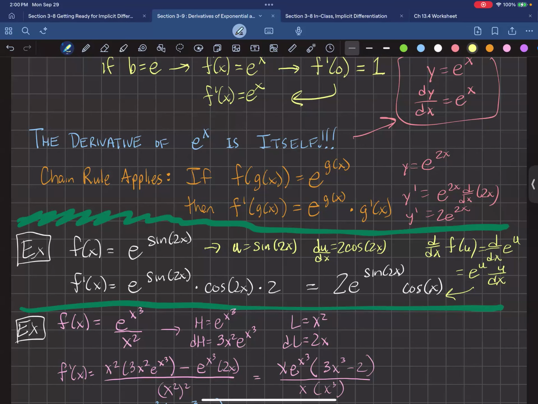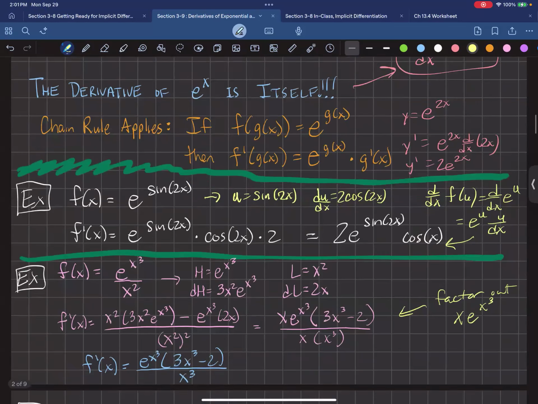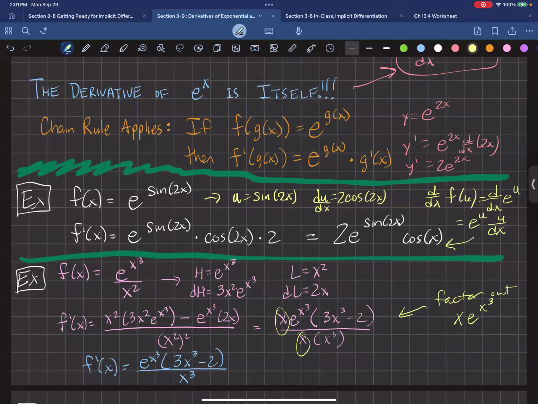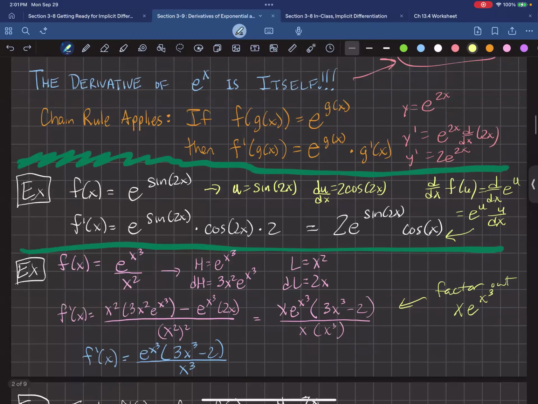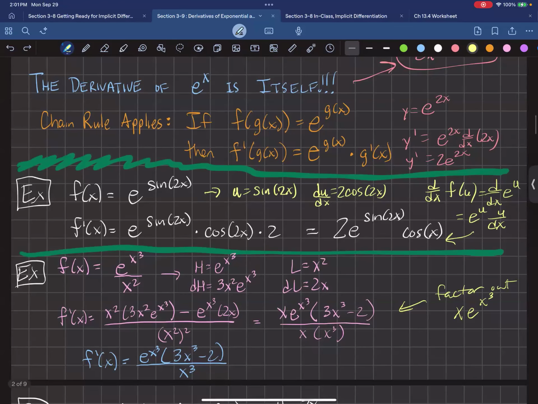Over here on the right, I factored out a common factor on top. Factor out x e to the x cubed. And I see that I have x's on bottom, so I factor out an x on bottom. So we'll see that those two cancel. And when they cancel, we get f prime of x equals e to the x cubed times 3x cubed minus 2, all divided by x cubed.